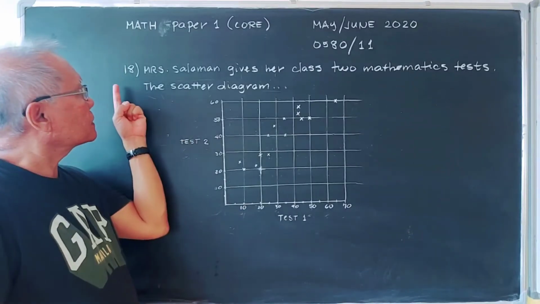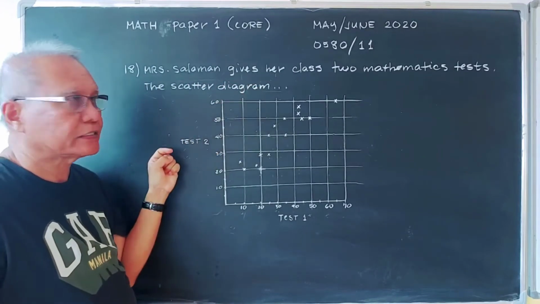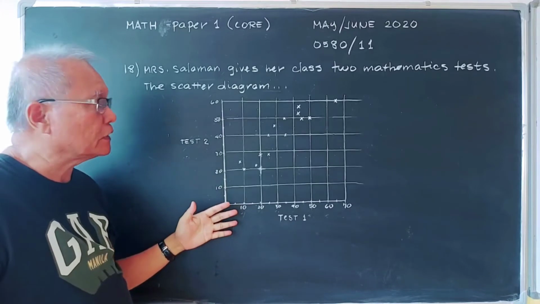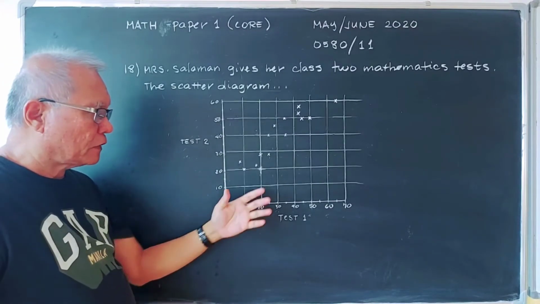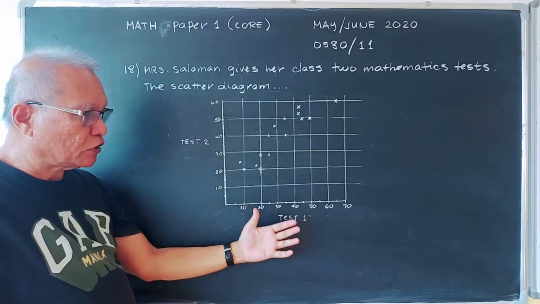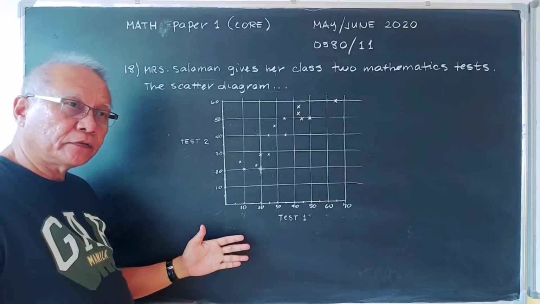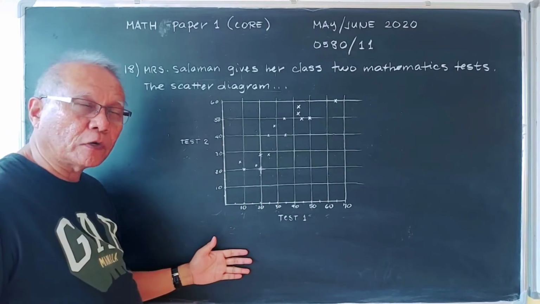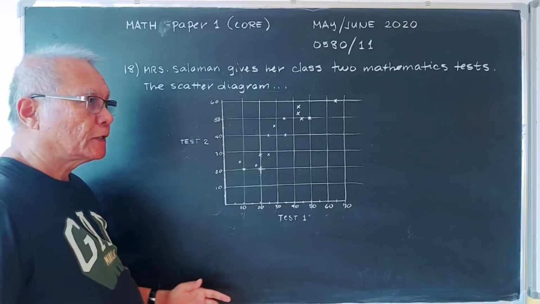Number 18. Class, we have Mrs. Salaman giving her class 2 mathematics tests, and we have this scatter diagram here. When we have test 1, test 2, or English and maths, physics and chemistry, we are comparing them. What is the relationship between these two quantities?